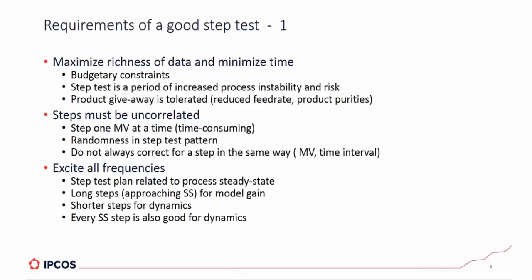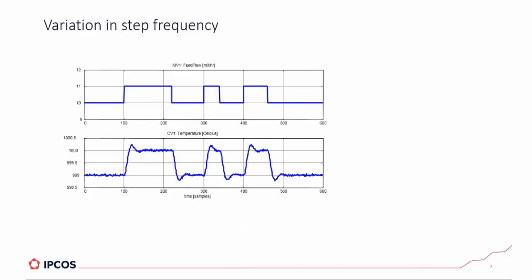Important to note that every steady state step that we make, so every one of the long steps, is also applicable for getting good dynamics. Typically we want to see some variation in our step test frequency. Here is one example where, for example, we have, let's say, in total 2 long steady state steps and a number of steps which would approach 1/3 of the steady state or 2/3 of the steady state.